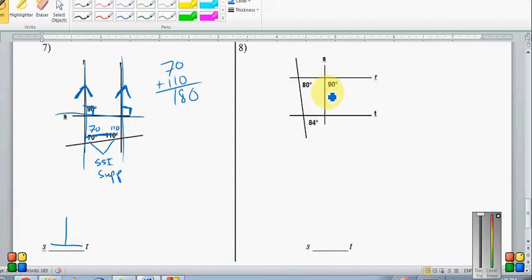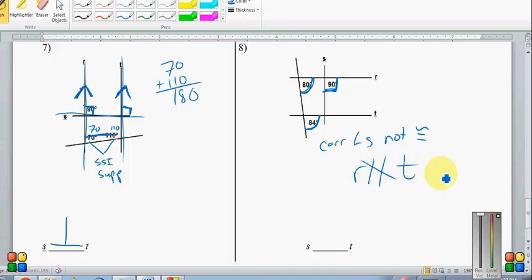Over here, same situation. I've got one right angle. Now I have to decide if S is also perpendicular to T. It's already perpendicular to R. I have to decide if it's perpendicular to T. So again, I have to know if R and T are parallel. Well, over here, I've got an 80-degree angle, then this corresponding angle is 84 degrees. So the corresponding angles are not congruent here, which means that these lines, R and T, are not parallel.